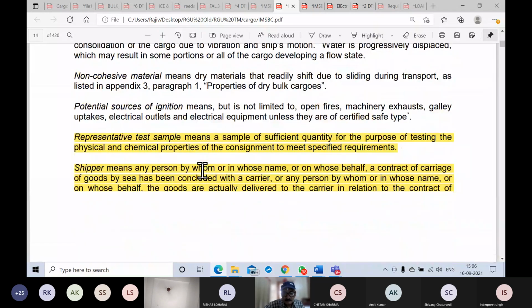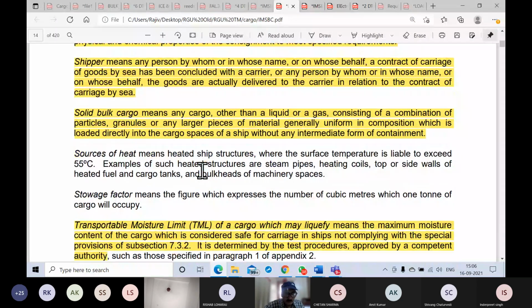Okay, so that was about solid bulk cargo. How can it be termed? Loaded without any intermediate form of containment. Some points to remember in this definition is this will be a combination of particles, granules, generally uniform in composition, loaded directly into cargo space without any intermediate form of containment. Please remember this question has been asked in our oral exam. When the candidate replied that he has worked on bulk carriers, the surveyor asked him, okay, very good, can you define bulk cargo? And this is the definition which was required.